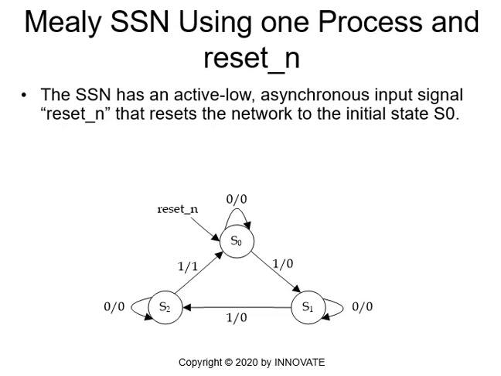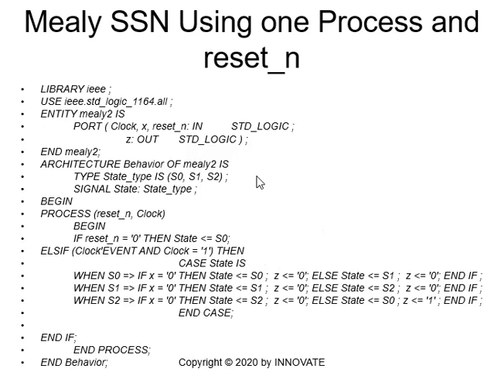Now the code is slightly improved by adding reset_n. So if I add reset_n, the machine will reset to 0. It means the output of all the flip-flops will be zeros. Since we have 3 states here, we will have only 2 flip-flops in this machine. Okay, so the code with the reset_n, here I define Mealy 2, the port clock, X, reset_n, all of them input, and Z output in standard logic.